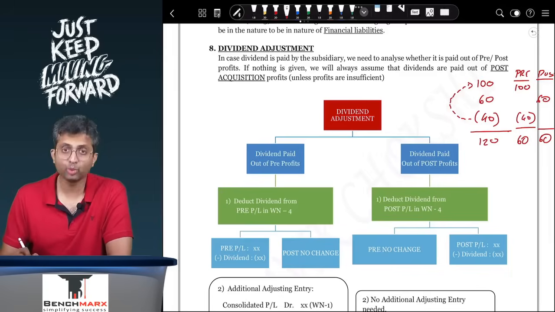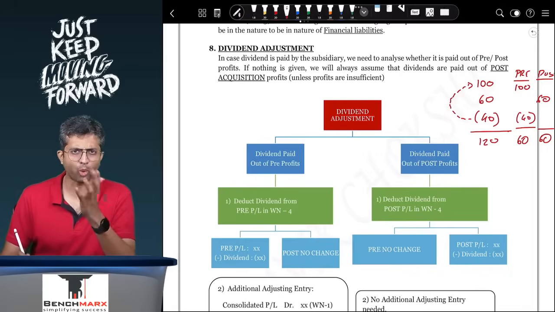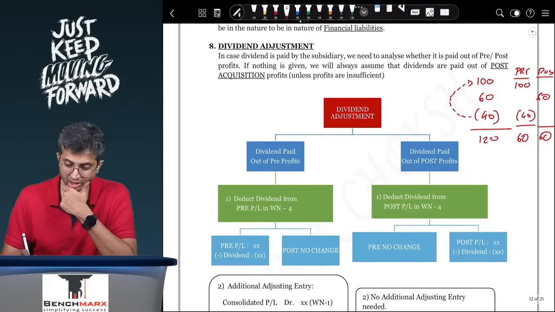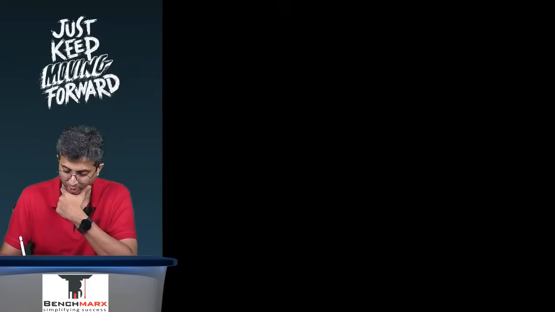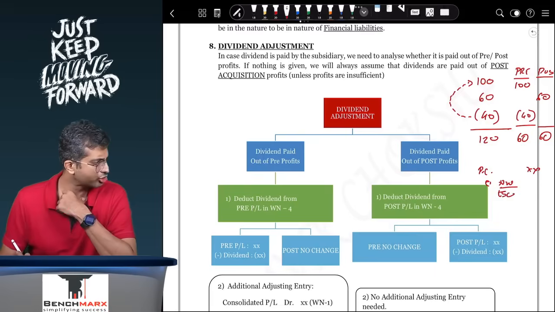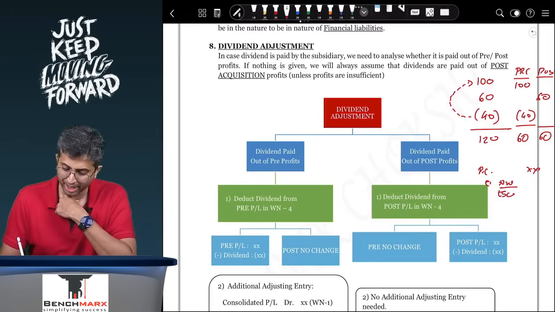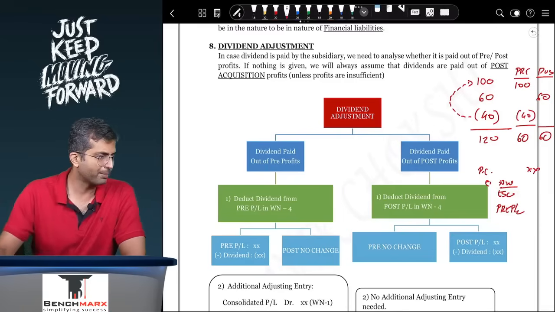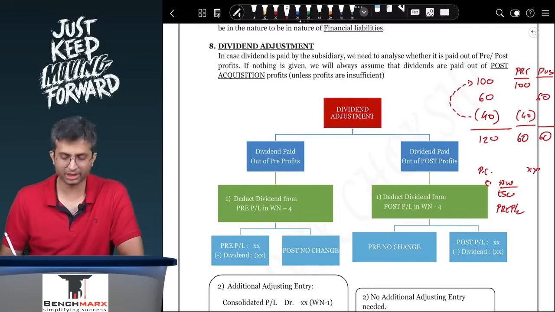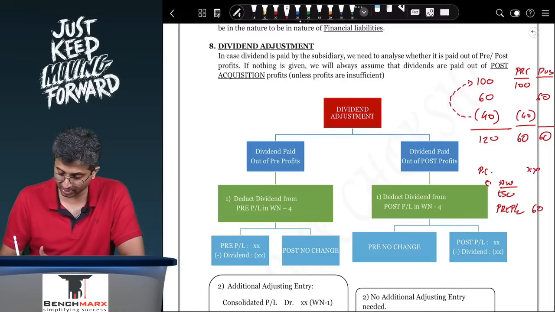Let us assume for simplicity there is a 100% stake that the parent has in the subsidiary, and hence if I want to find the goodwill, I will compare the price that I have paid with the share in net worth as on the date of acquisition, which is compared with the equity share capital, and you will compare, let us say, the pre-profit and loss. When I compare the pre-profit and loss, I will take, let us say, only 60 that comes over here.